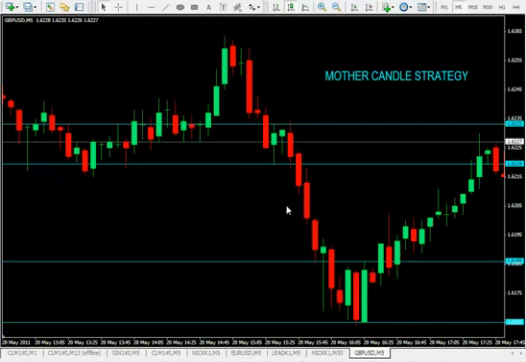So this is a very good mother candle strategy. This is very efficient. It is applicable to any time frame.